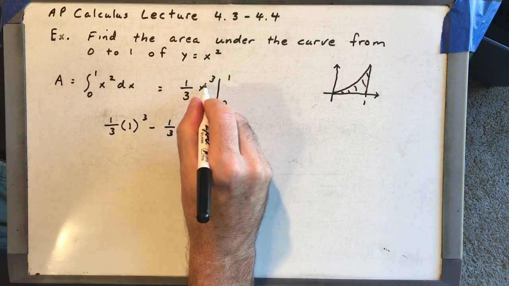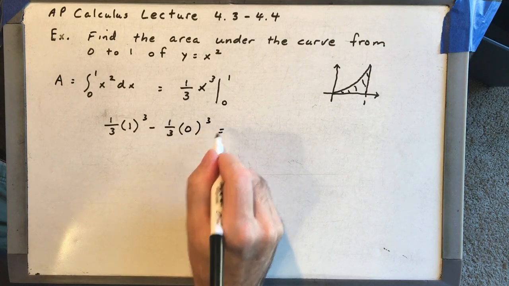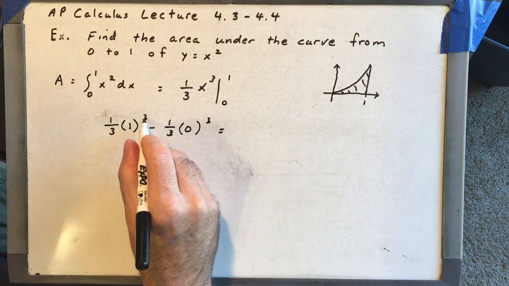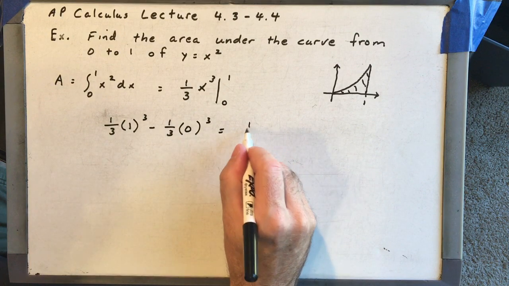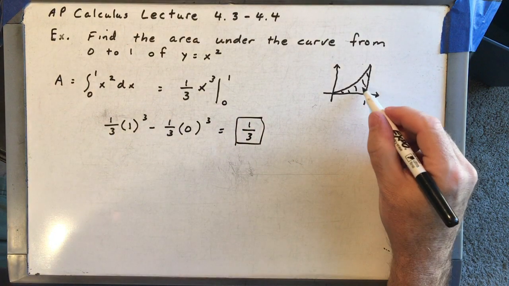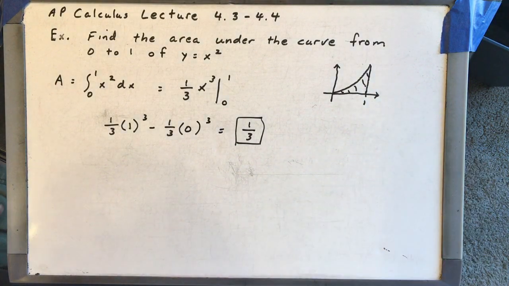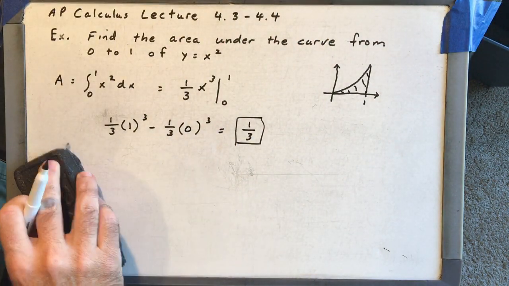We love 0. Okay, so that is going to be 1/3 times 1 minus 0. It's going to be 1/3. So the area of that little sail, or whatever you want to call it, that shape from 0 to 1 is 1/3. As Isaac would say, neat.